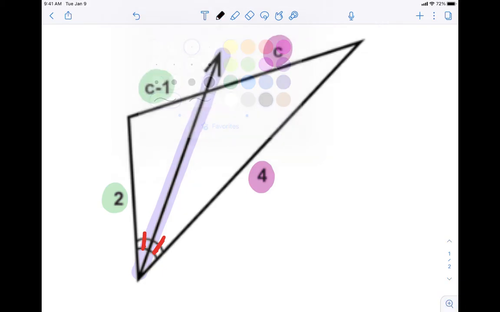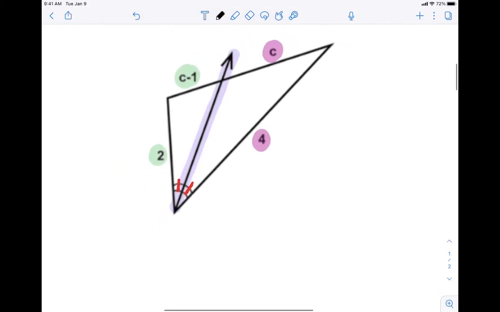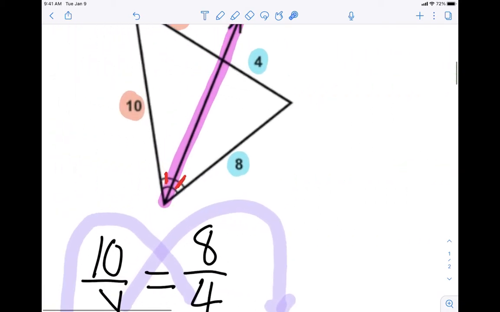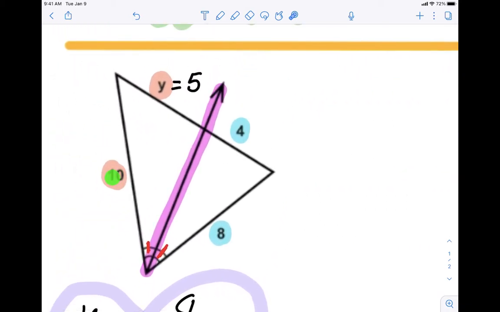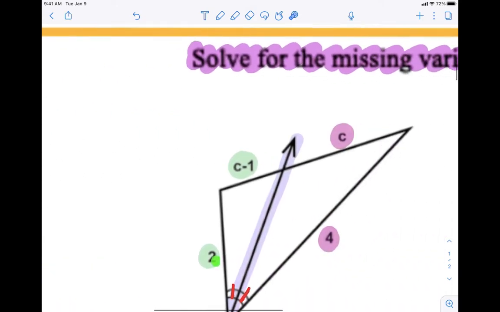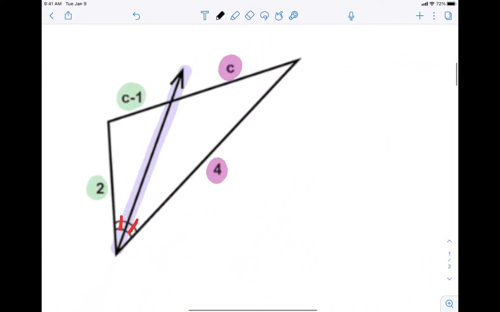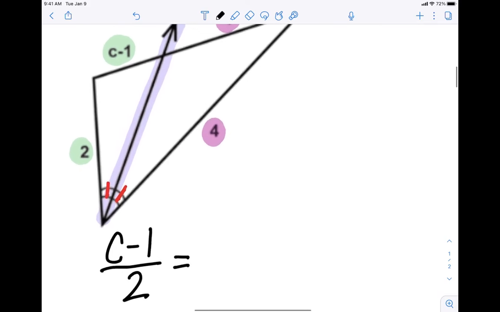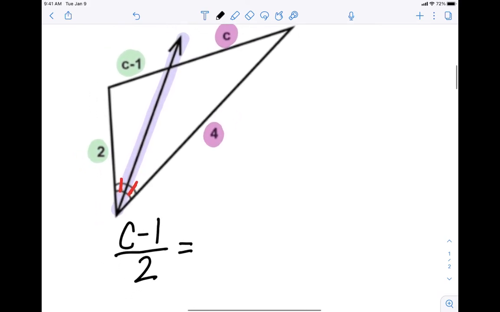So let us set up our proportion. Let's set up our fractions, right? 2 fractions that equal each other. So this time I'm going to go with this on top and this on the bottom, right? On this one, I did these bottom ones on top and these top ones on the bottom. So let's go backwards here. So I'm going to say green and green first. C minus 1 over 2 is equal to purple over purple. What would you guys consider that? Pinkish? Pink purple? C over 4.